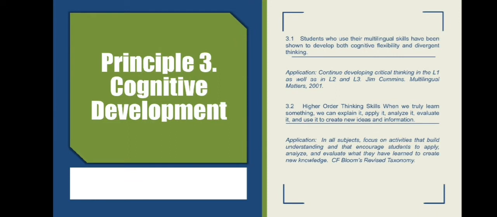The third principle, cognitive development. Students who use their multilingual skills have been shown to develop both cognitive flexibility and divergent thinking. To apply this, continue developing critical thinking in the first language as well as in second language and third language. Higher order thinking skills. When we truly learn something, we can explain it, apply it, analyze it, evaluate it, and use it to create new ideas and information.